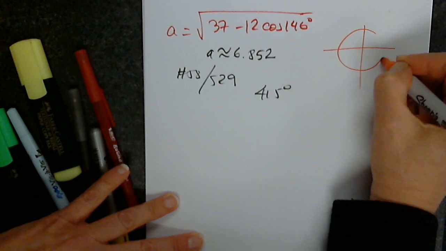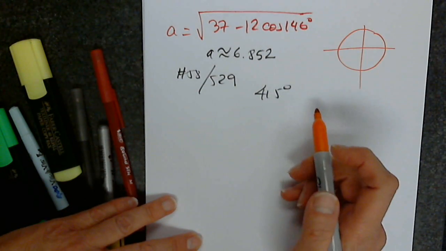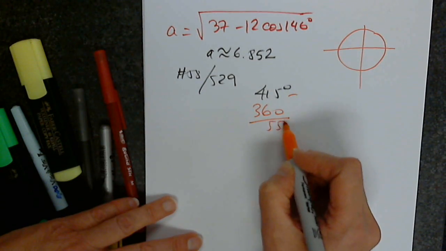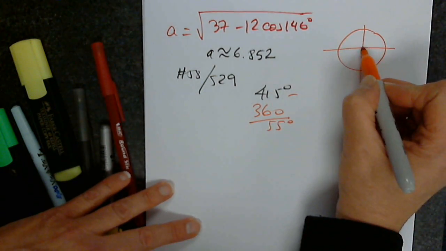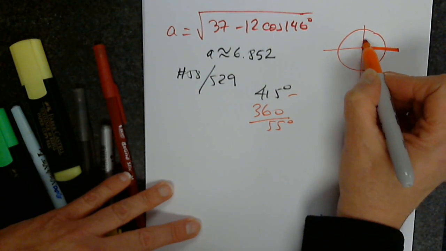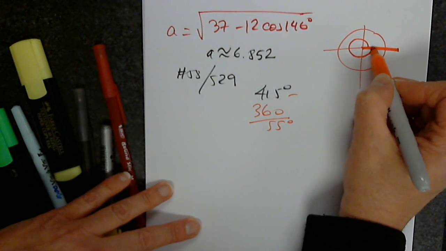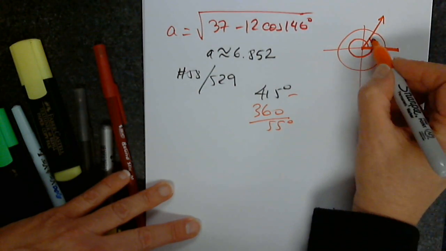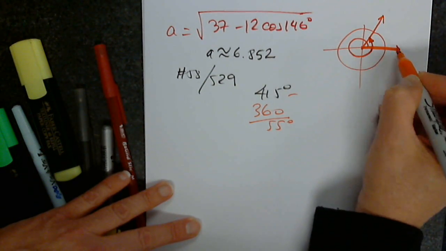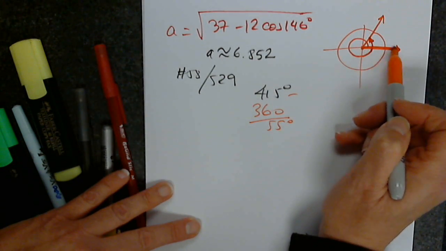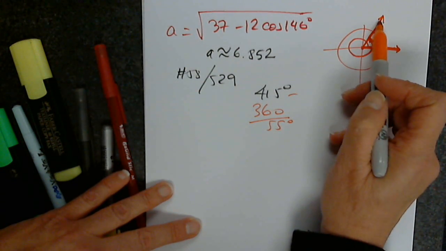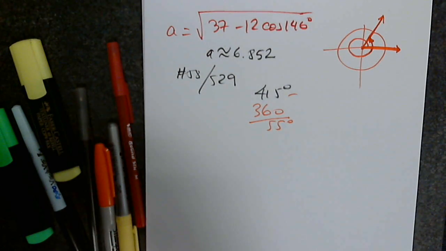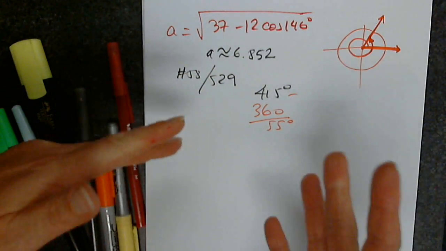Good. So I know that 415 is more than a complete circle, right? So when I subtract 360, I get 55 degrees. So then the angle starts here. I go 360, and then another 55. Right? So this is the angle. This is the initial side, and this is the terminal side. So I need to determine one co-terminal angle with 415.